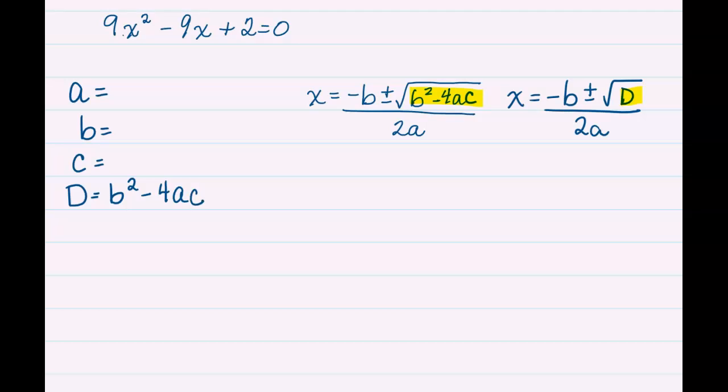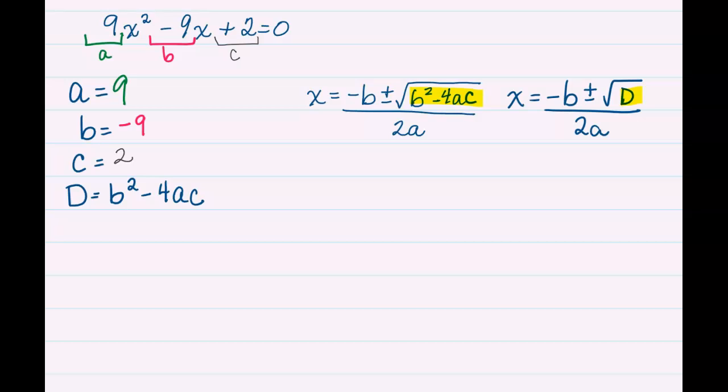So let's go find the value of a. A is the coefficient of x squared, so that's going to be 9. B is the coefficient of the x term, and notice I've included the sign, so it's actually negative 9. Lastly, we're going to find our constant, which is our letter c. Again, I've included the sign that goes with it, so it's a positive 2. Notice that our quadratic equation needs to be in standard form, ax squared plus bx plus c is equal to 0, so that we can quickly find a, b, and c.